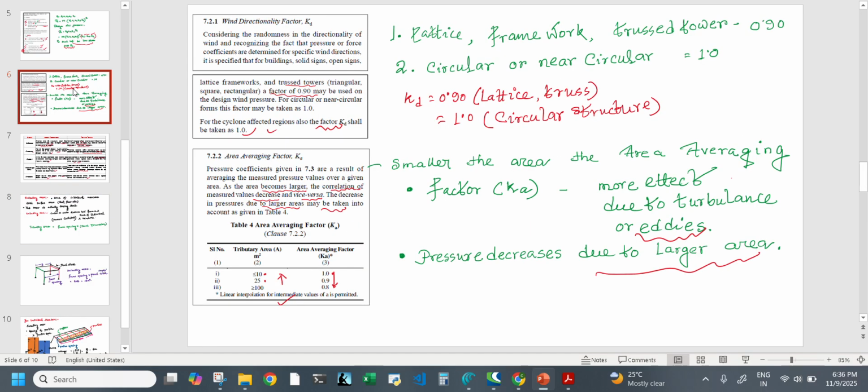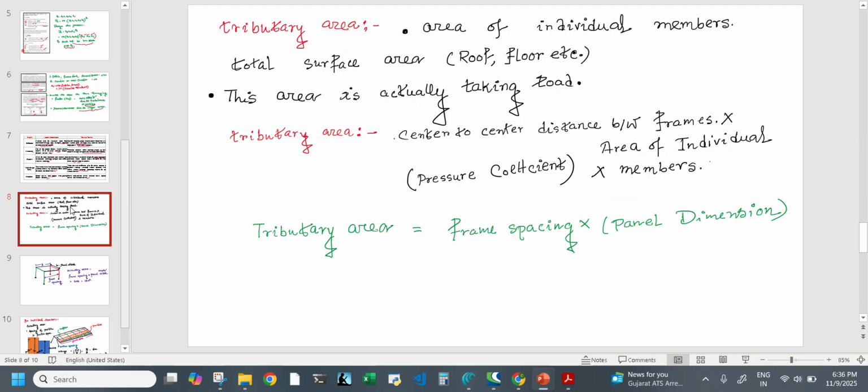we have learned the wind directionality factor and area averaging factor, but there is the term tributary. There is some confusion about the tributary area. So what is the tributary area? It is the area of the individual member, that means the area contributing to the pressure, such as the total surface area of a roof truss. This area is actually taking the load, that means it takes part in the wind load calculation and design calculation. Tributary area is the center to center distance between the frames and the area of the individual member. Tributary area is actually the frame spacing and the panel dimension.